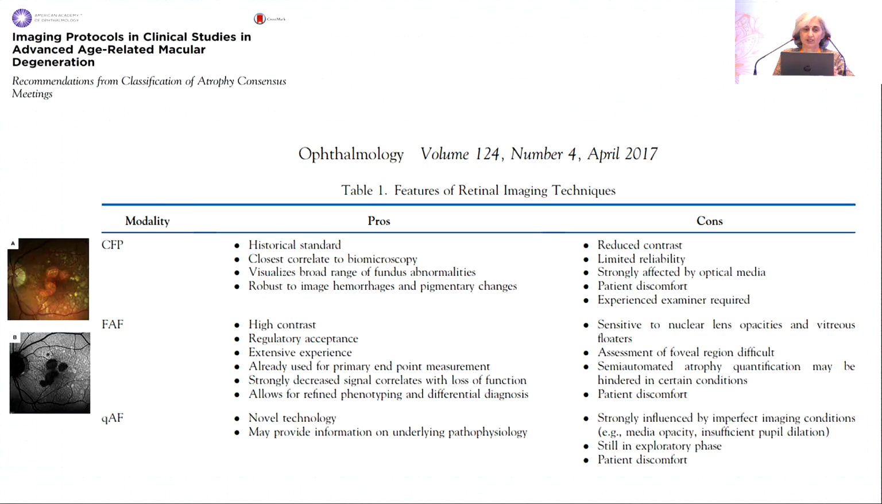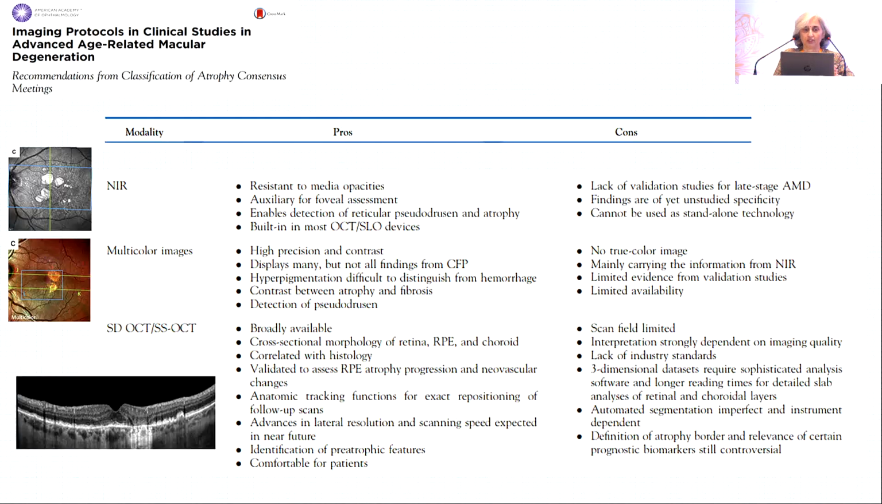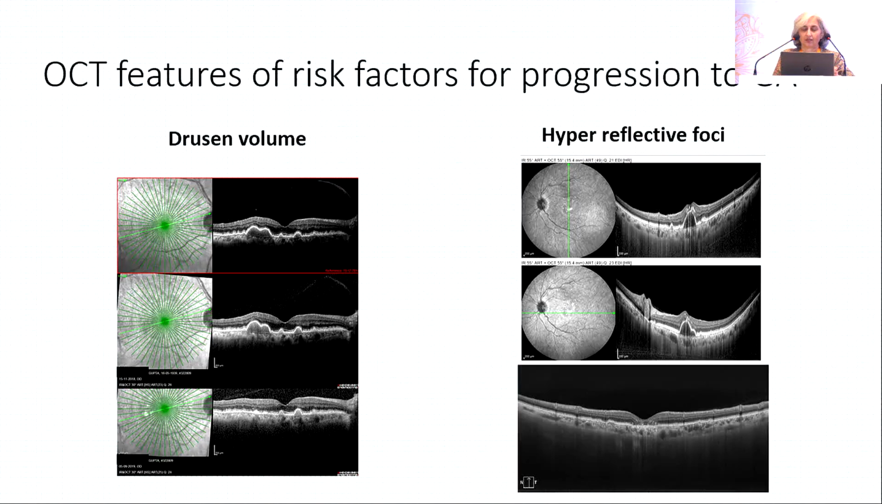How can we image these cases? Color fundus photograph. Autofluorescence is something most of us are familiar with. Quantitative autofluorescence, probably most of us don't do it yet. Infrared multicolor imaging, as well as OCT. The various OCT factors for progression.